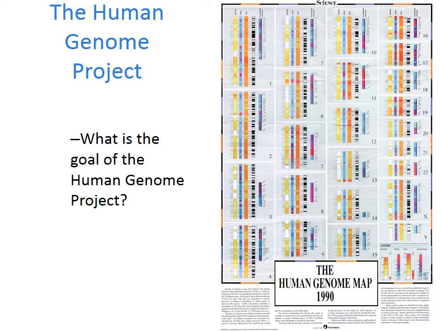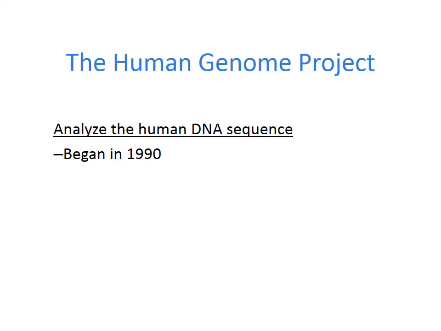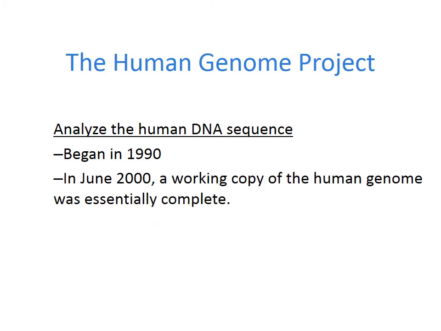So what was the goal, or what are the goals, of the Human Genome Project? Well, the big thing as far as the goals of it were to analyze the human DNA sequence. Now remember that the Human Genome Project began in 1990 and was led by the United States, and it involved a few other countries. Now in June 2000, they had a working copy of the human genome and it was essentially complete. So it took them about 10 years to identify the genes on there.